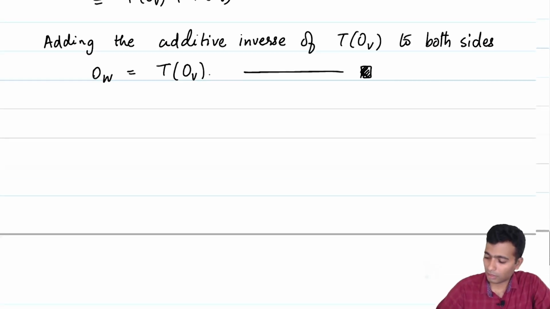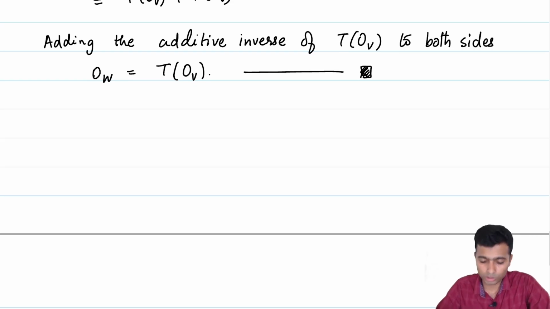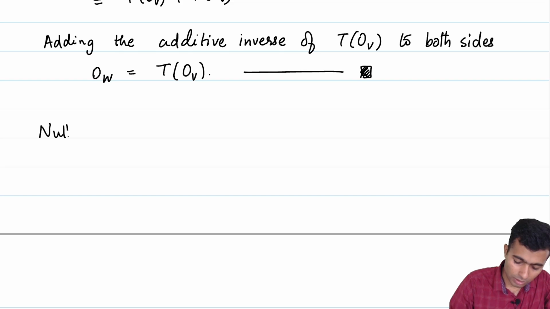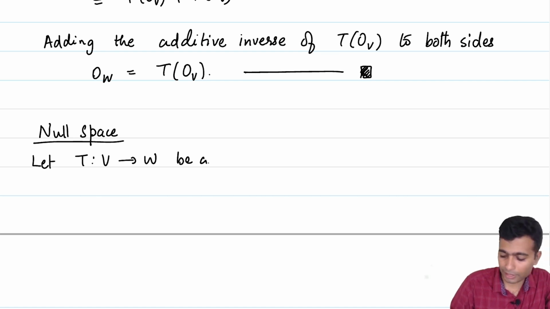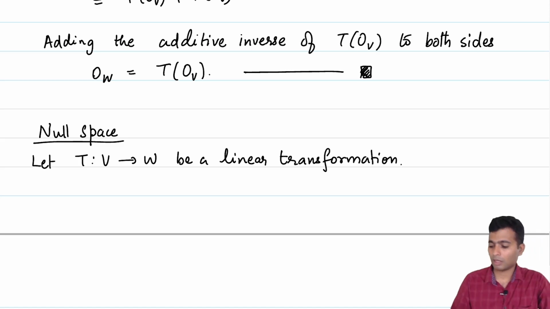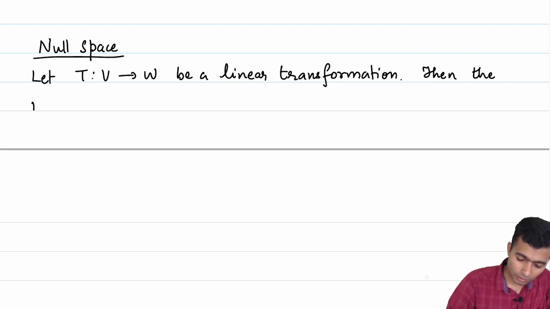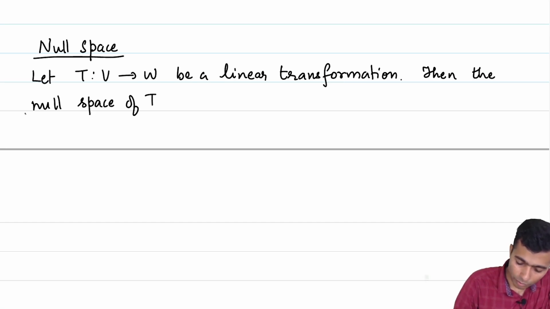So now let us define the next notion of what is called the null space associated to a linear transformation. So this is a definition of a null space. Let T from V to W be a linear transformation. Then the null space of T. Let me just underline what is being defined.